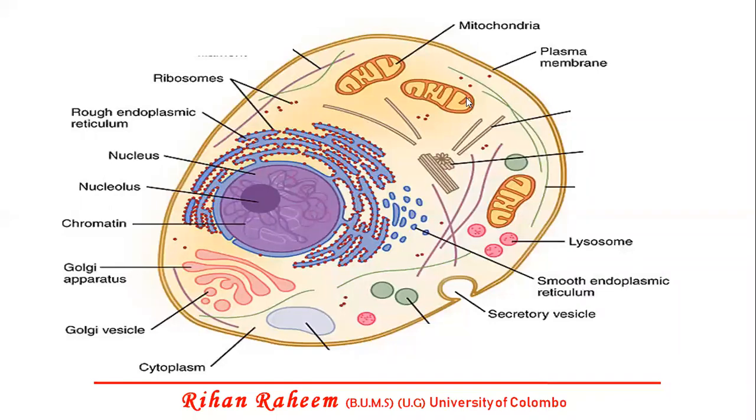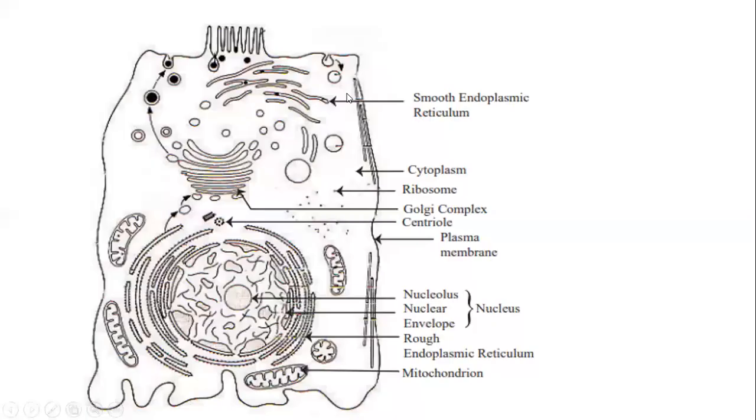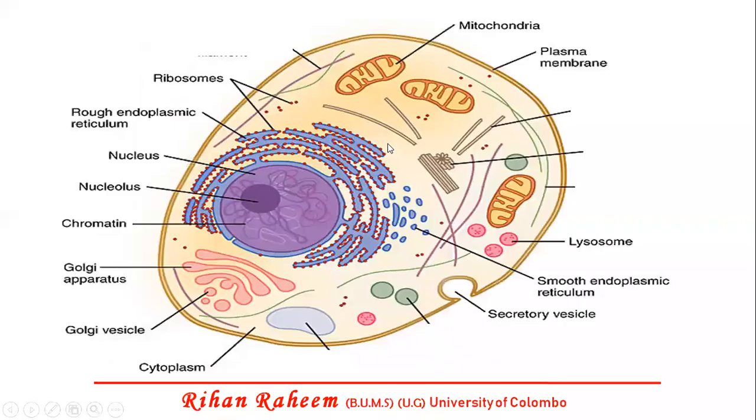In the exam they may give you a diagram and tell you to name the parts. So when you draw this, you will understand there are many parts. Someone wants to take a screenshot. So you can see many parts: mitochondria, plasma membrane, then secretory vesicles, smooth endoplasmic reticulum, Golgi vesicles. Chromatin is there, nucleolus is there, nucleus is there, rough endoplasmic reticulum is there, ribosomes are there. Like that, many things are there.